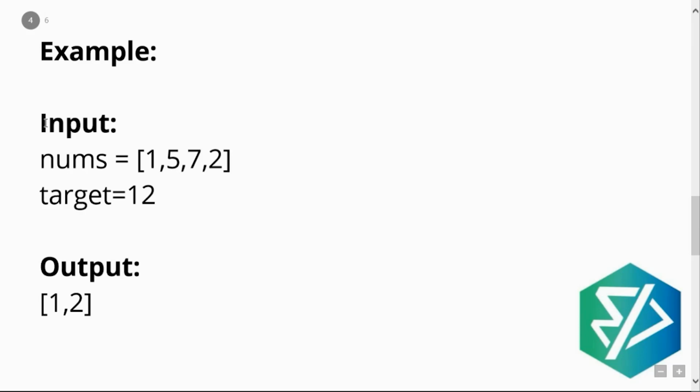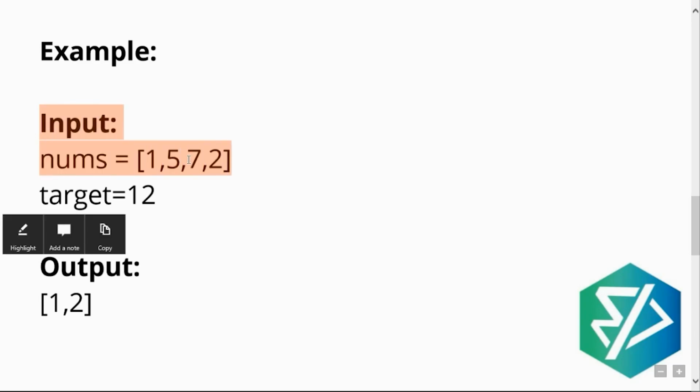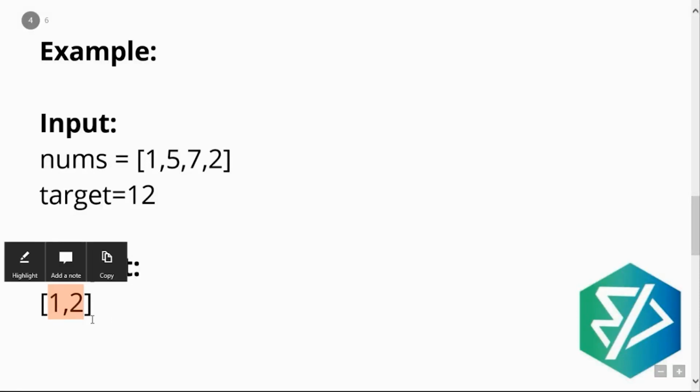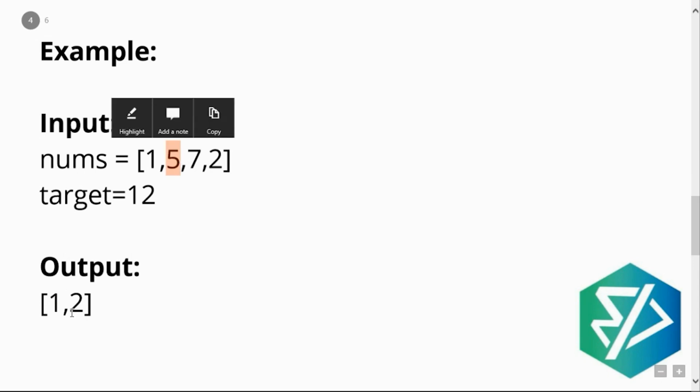This is the example input, where nums is a list of 4 elements: 1, 5, 2 and 7. Along with it, you have a target number which is 12, an integer. What you have to return are the indices of the numbers from this list by which adding the two numbers gives you the target. So the output is 1, 2. These are the indices. The element at index 1 is 5 and at index 2 is 7. When you add 5 and 7, obviously you get the number 12.